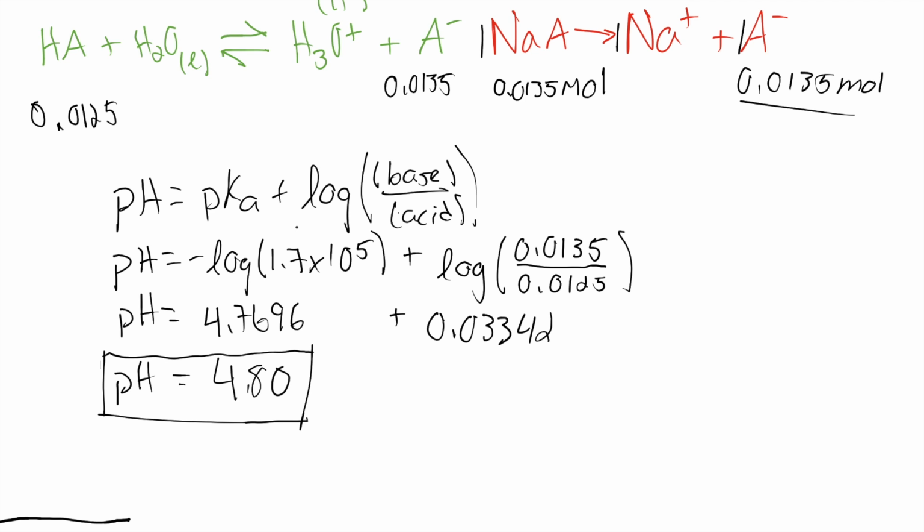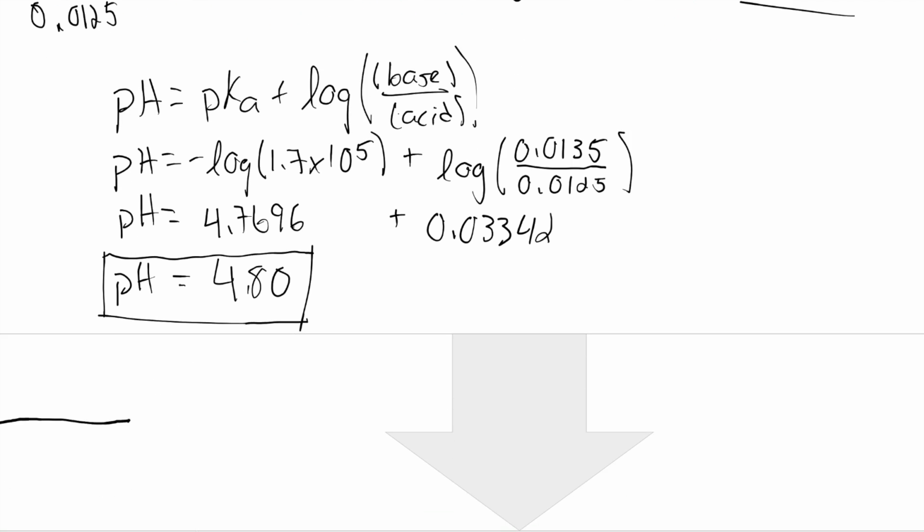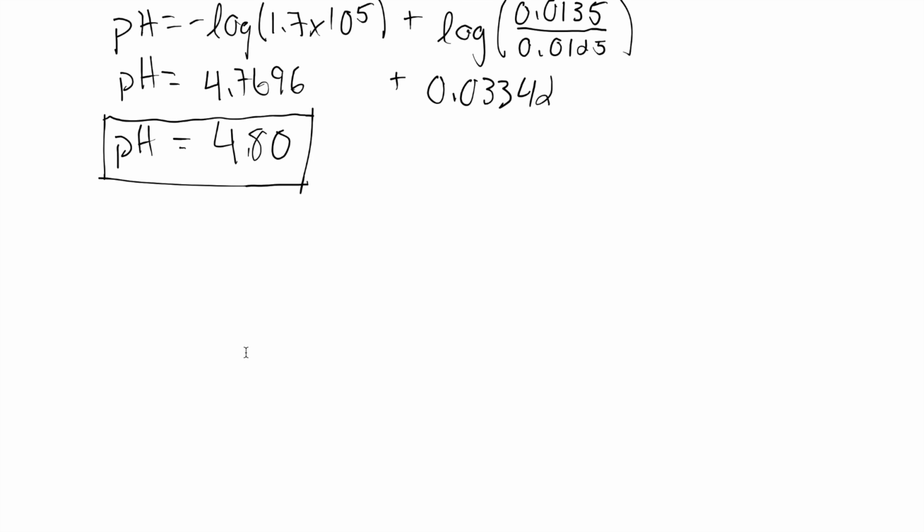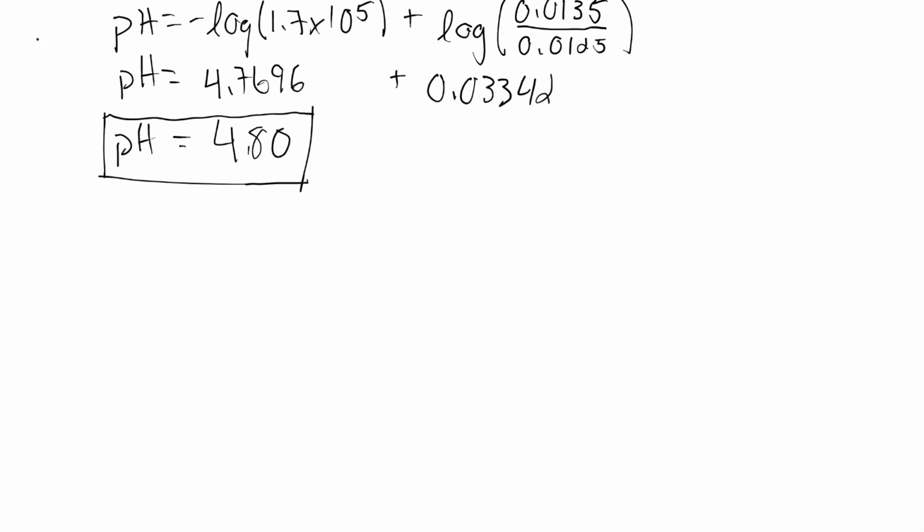So now we're going to add some more space here for the second part of our problem. Okay, so we know that the pH of our buffer solution is 4.80 with those specific volumes and concentrations of acid and its conjugate base salt.